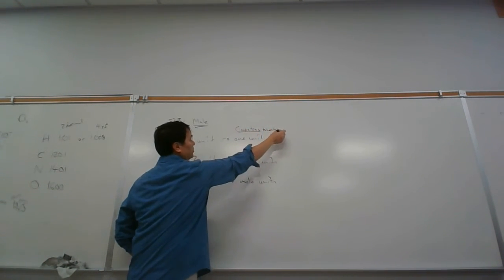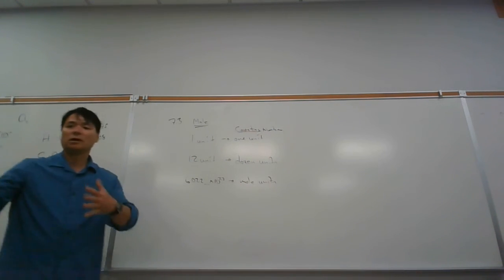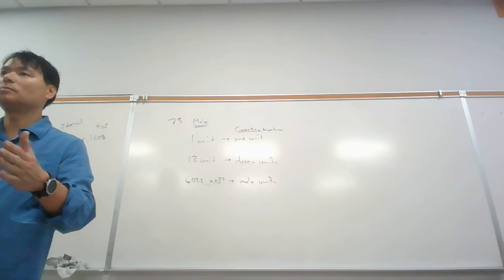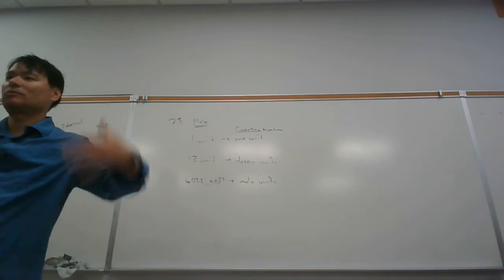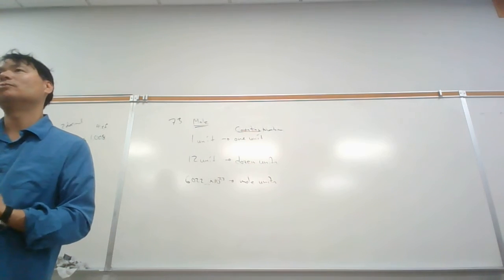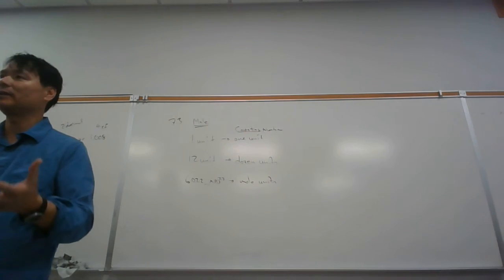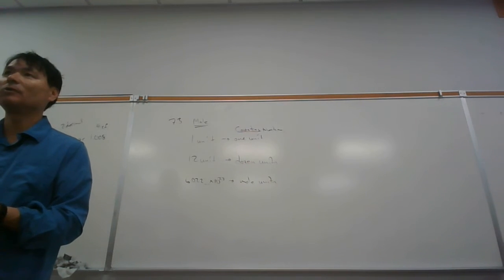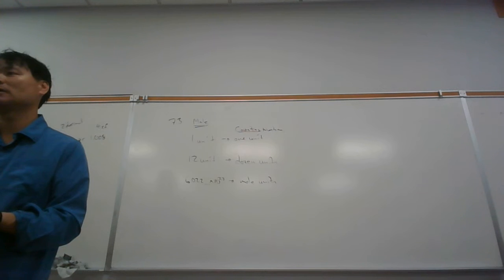So if I had 2 moles worth of CO2, 1 mole of CO2 is about this much gas. 2 moles of CO2 would be twice as big. 3 moles of CO2, 3 times. So 1 mole of CO2 is about 25 liters. 2 moles of CO2 is about 50 liters. 3 moles would be 75 liters, etc.